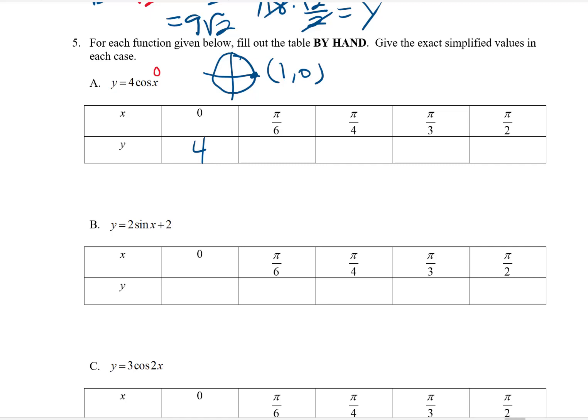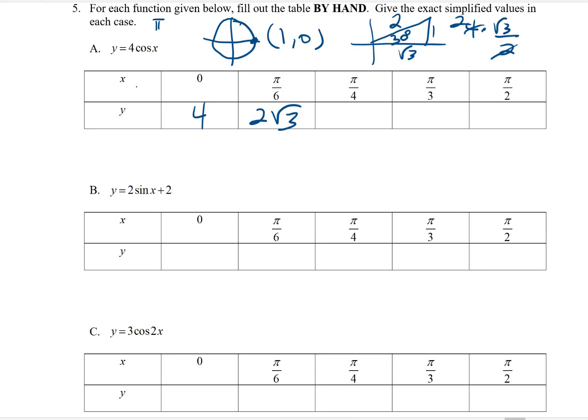4 times 1. Pi over 6. So cosine pi over 6. Pi over 6 is 30 degrees. Looks like cosine pi over 6 is root 3 over 2. But then I would be doing 4 times root 3 over 2, which is going to come out to be 2 square root of 3. Next, I'm filling in pi over 4. That's 45 degrees. We've done this many, many times. Cosine is 1 over root 2, which rationalizes to root 2 over 2.